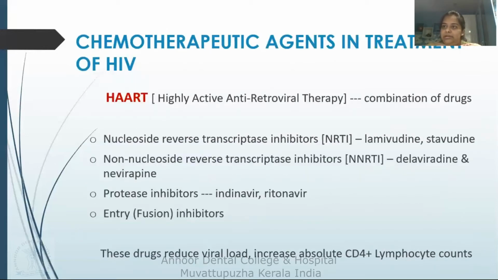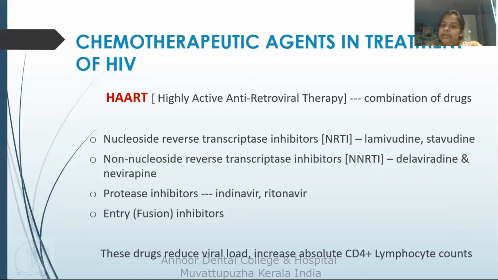Now, how do we treat? There are certain chemotherapeutic agents which are used in the treatment of HIV. So this is called HAART, H-A-A-R-T, or highly active antiretroviral therapy. And there are a few drugs in this. There are 4 types of drugs. We have the nucleoside reverse transcriptase inhibitors, NRTI. Examples are lamivudine and stavudine. Non-nucleoside reverse transcriptase inhibitors, or NNRTI, delavirdine and nevirapine. Protease inhibitors like indinavir and ritonavir, and entry or fusion inhibitors.